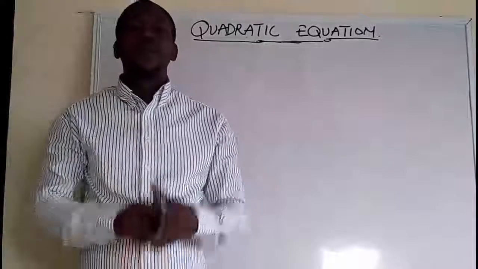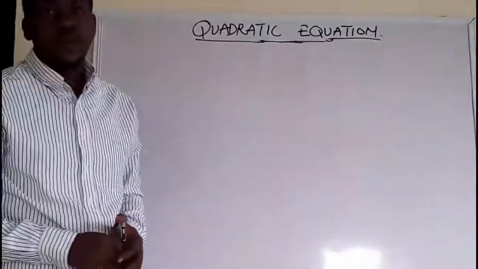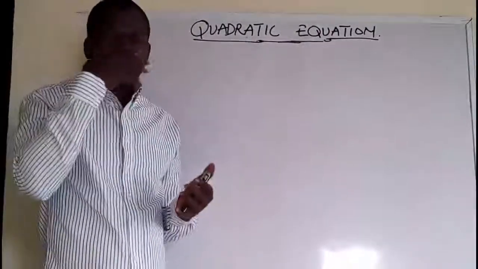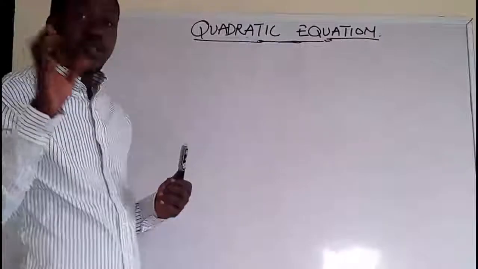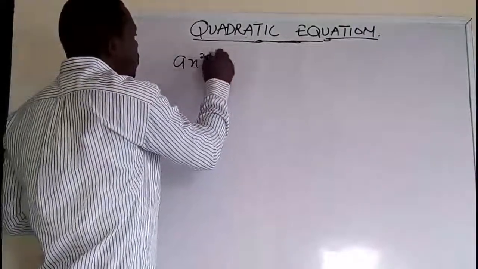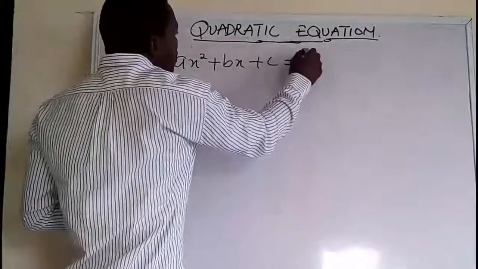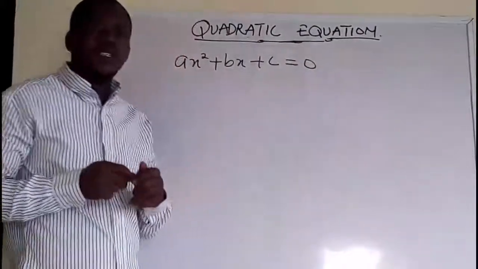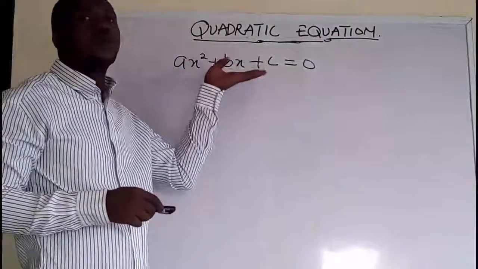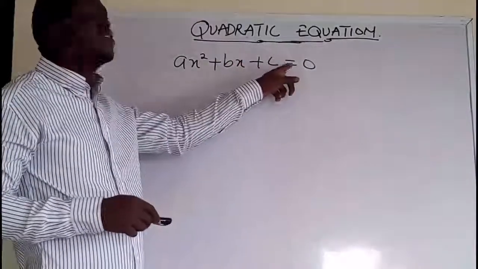Tutorial. And today we are going to be looking at algebraic equations. When we are talking about algebraic equations, we are talking about equations in this form: ax squared plus bx plus c equal to 0. Now, this is an algebraic equation.